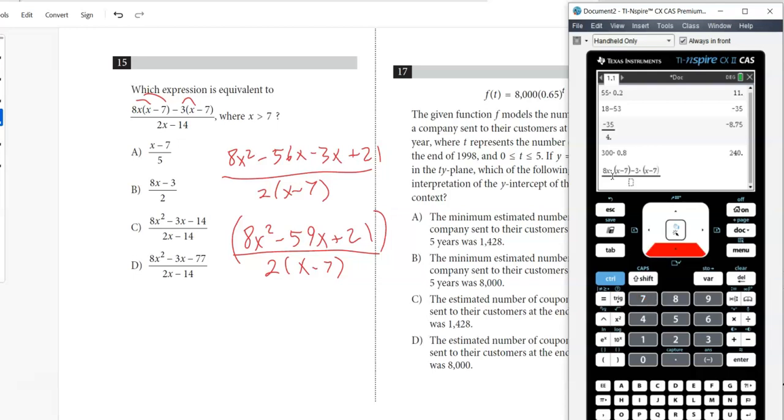I should have looked for it. 2x minus 14. We'll come back to that one. Okay, so let's see what happens if we try to do that. Well, it says 8x minus 3 over 2. That's not bad, right? If you want to do it that way, it's not bad.